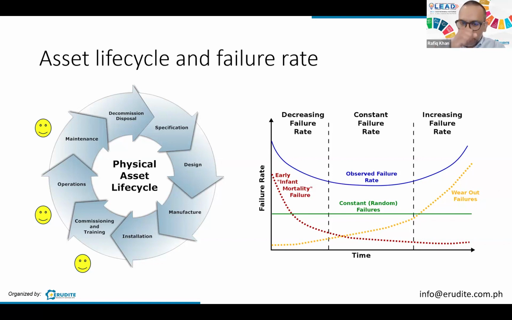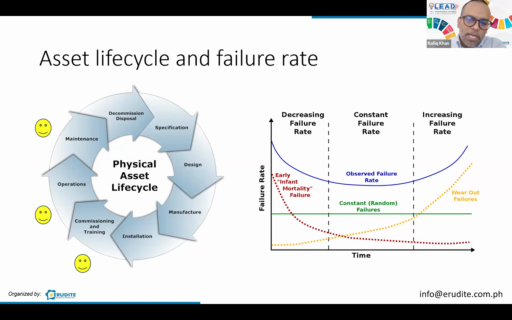The second graph, the red one, shows the early infant mortality time. This is typically associated with installation errors when people install an asset, non-compatibility between asset and use, and sometimes also wrong specification for the intended application, where you possibly have a high current need and a very small conductor. Then you have issues with heating, overheating, and failures.